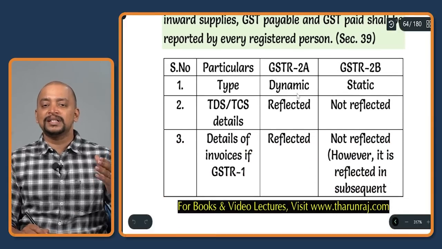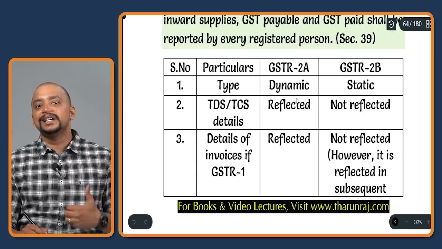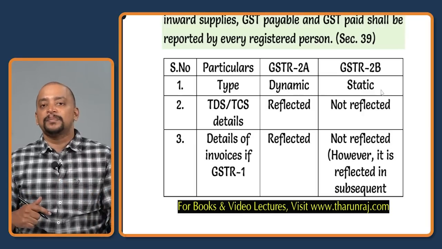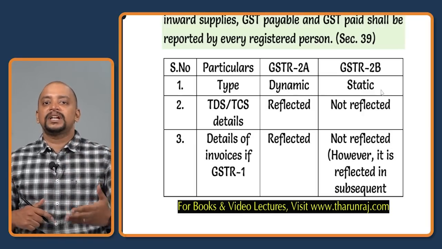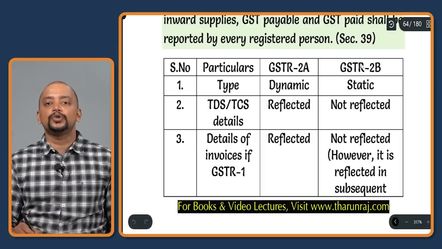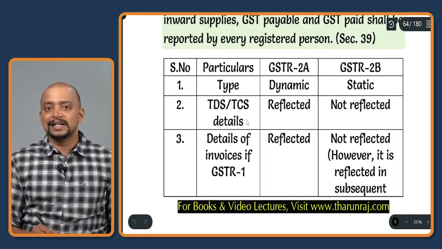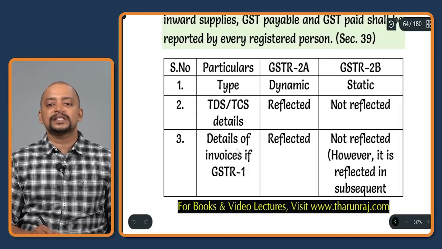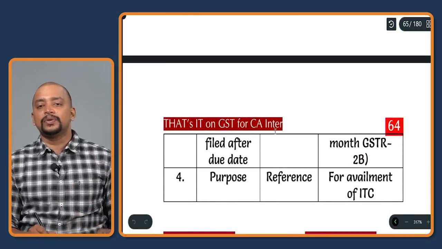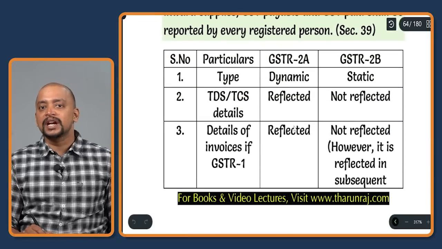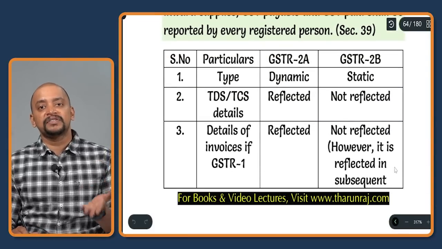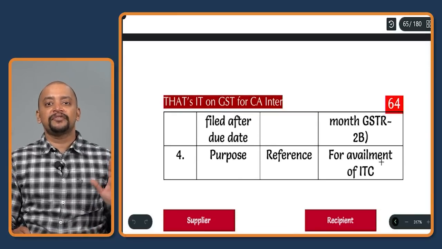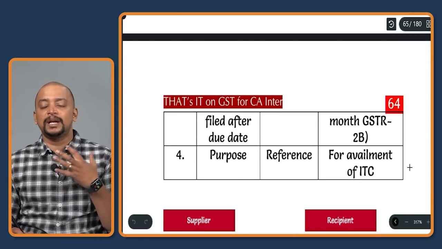2A is a dynamic document, means it keeps on changing whenever the supplier updates his GSTR1, but 2B will be static. So by due date, whatever returns are submitted by the supplier, that is GSTR1 submitted by the supplier, that information only is captured in 2B of that month. TDS or TCS details will not be there in 2B, but it will be there in 2A. And details of invoices, if GSTR1 is filed after due date, will be reflected in 2A, but in 2B it will not be reflected. However, it will be reflected in the next month. And the purpose of 2A is only for reference, but 2B is for the purpose of availment of ITC.